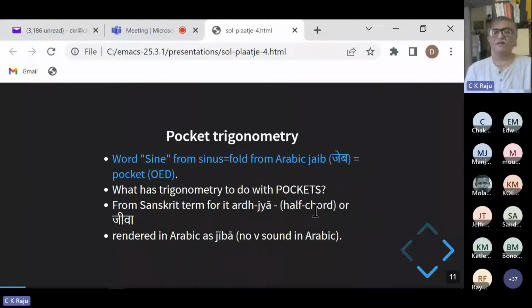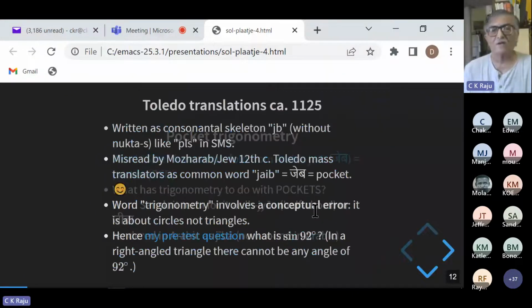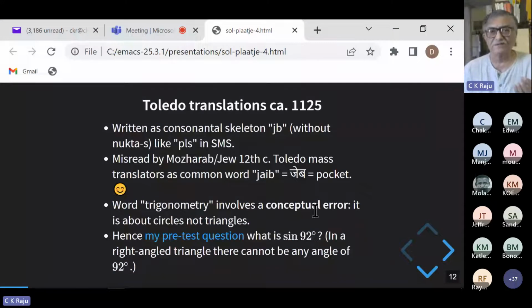So jiva was rendered in Arabic as jiba because there is no v sound in Arabic. And the Toledo translators, you see, it was written as just the consonantal skeleton j and b, like you do in SMS, just PLS for please, just leave out the vowels. So the word jaib was used, and they translated it as sinus, hold, and therefore sine. We are still using it. And the point is, you're not just using it, there is a conceptual error. The very word trigonometry says it is about triangles, but actually it is about circles. So I asked this question in my test.